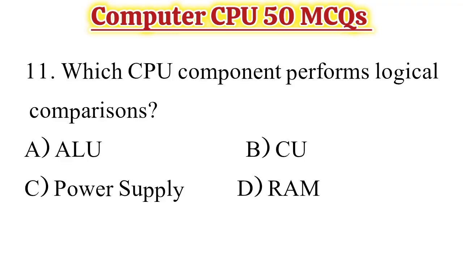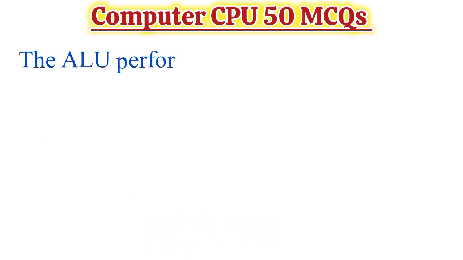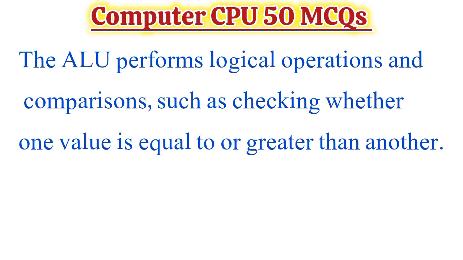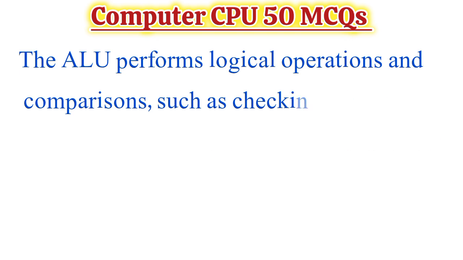11. Which CPU component performs logical comparisons? A. ALU. B. CU. C. Power supply. D. RAM. Answer: ALU. The ALU performs logical operations and comparisons, such as checking whether one value is equal to or greater than another.